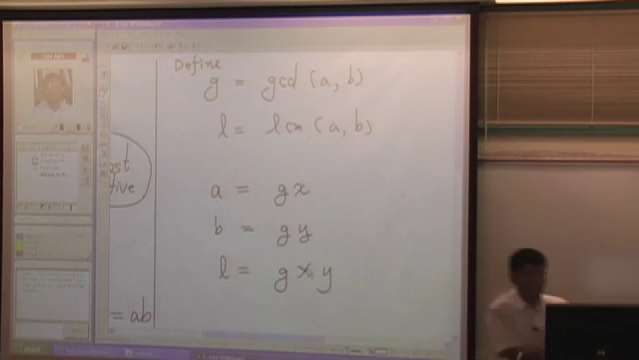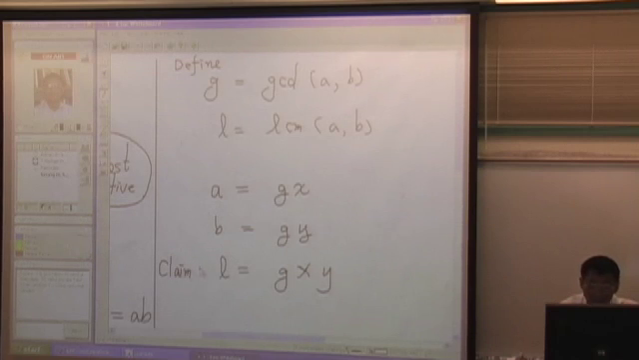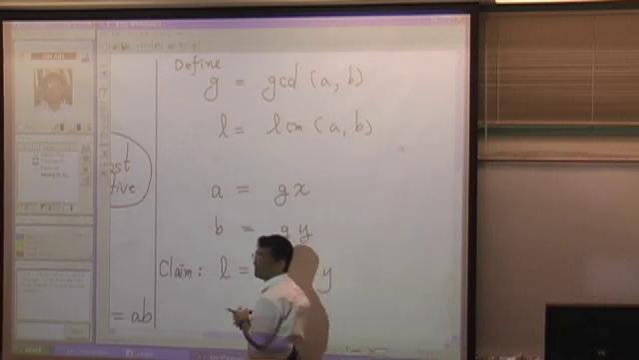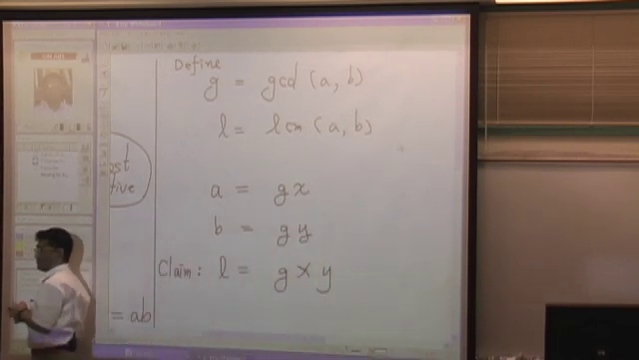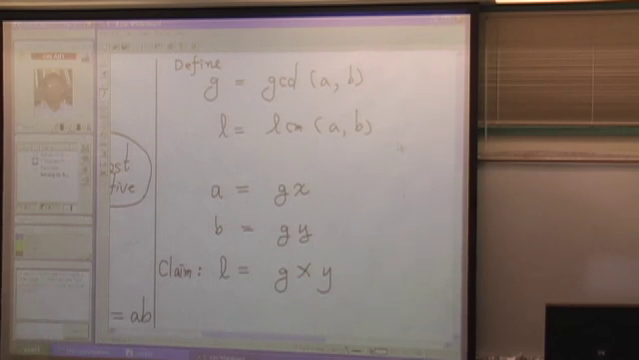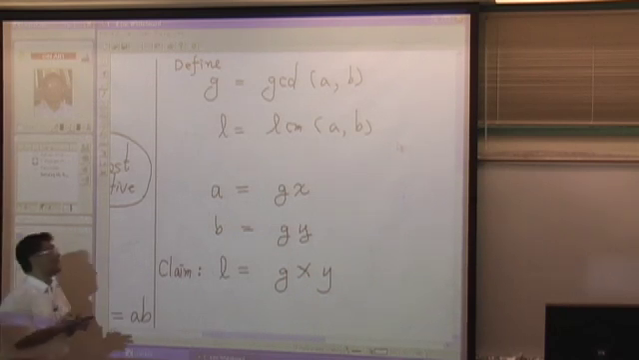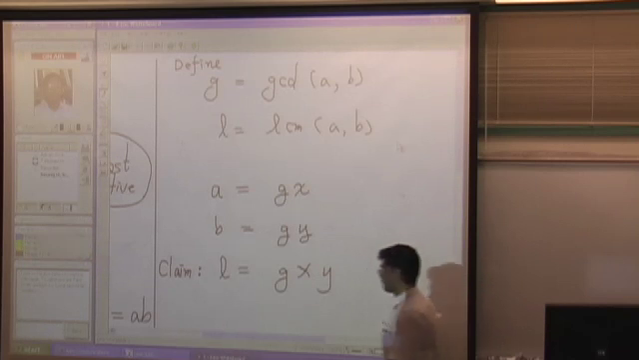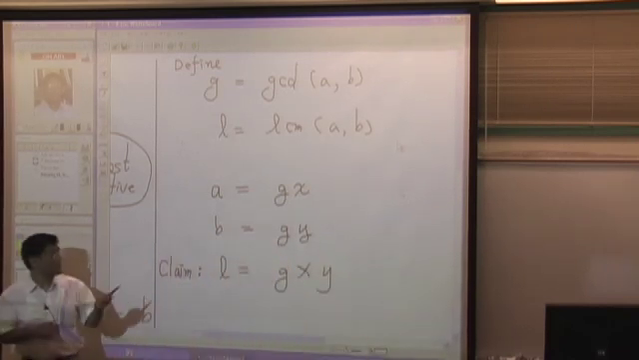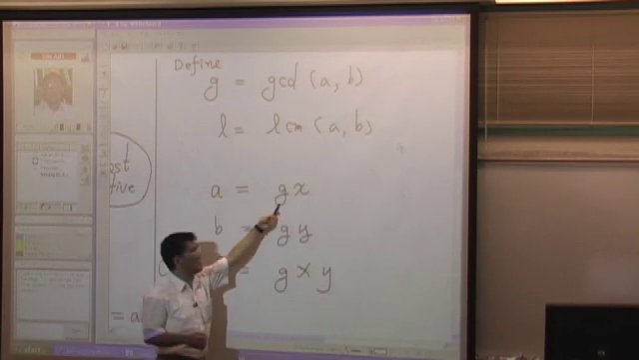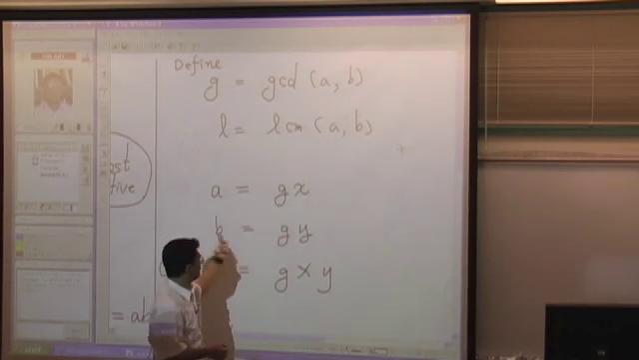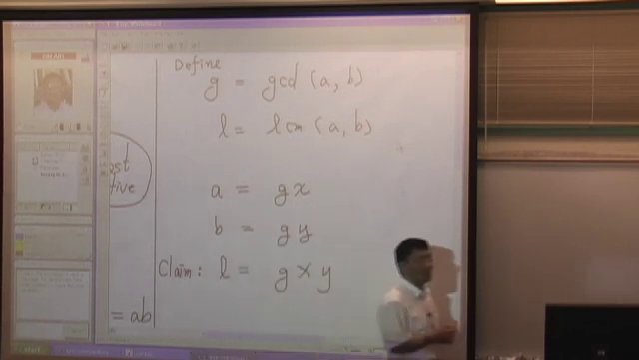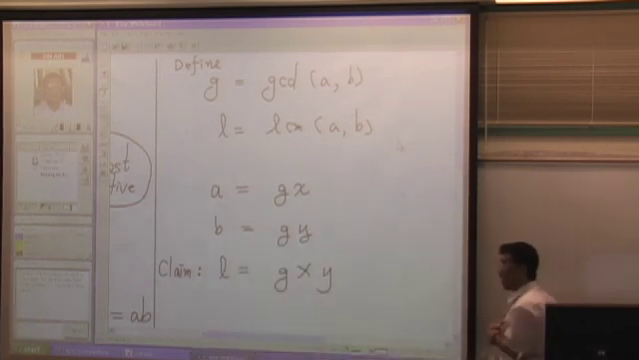I say claim because I claimed it without proving it. I claim that the least common multiple is G times X times Y. Do you follow me or not? You should know the reason. It is obvious, so why do we need a proof? But we need a proof. In any case, you should understand the flow. G is the divisor, so A is G times something, B is G times something. And then the least common multiple should be G times X times Y. This is the claim.